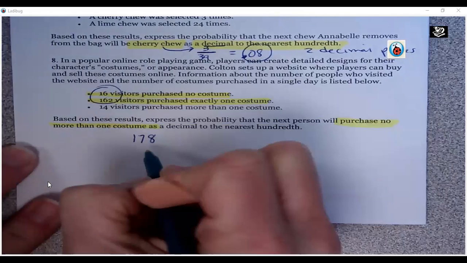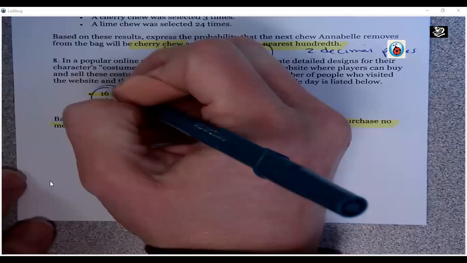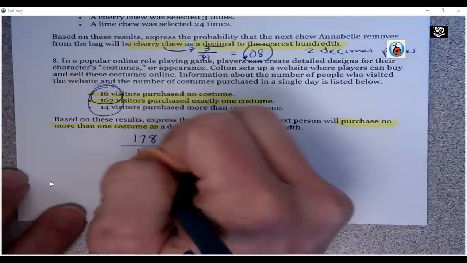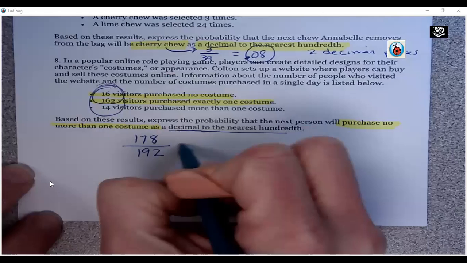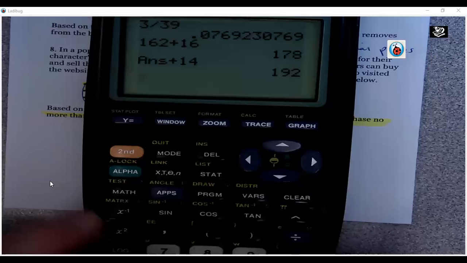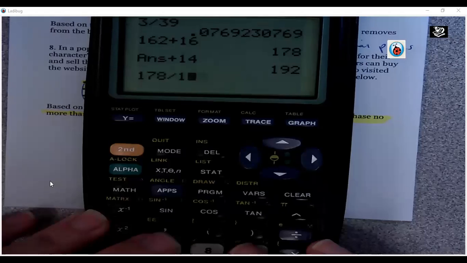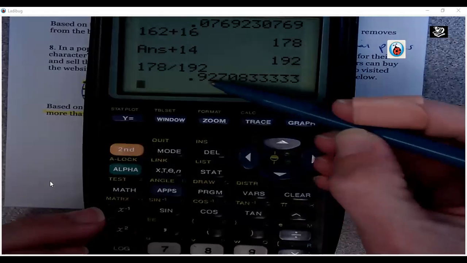All right. And EJ, what do you think my bottom number is going to be? What do you think I need to do to get my denominator? Would you add up all the numbers? Good. Add them all up. So that gives me 192. All right. I've got to do a decimal to the nearest hundredth. 178 divided by 192. And the nearest hundredth would be 0.93.